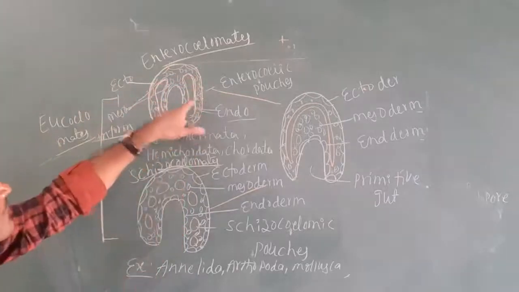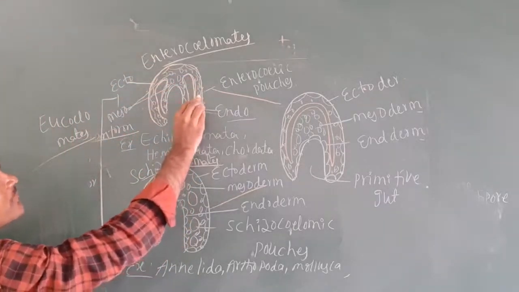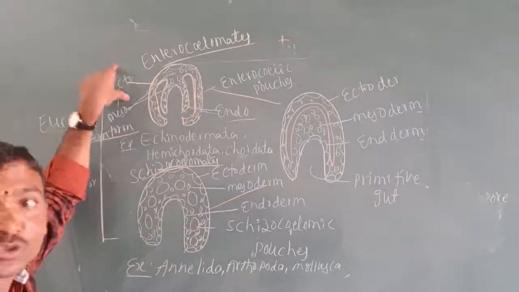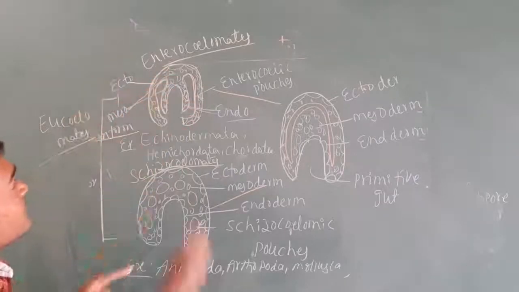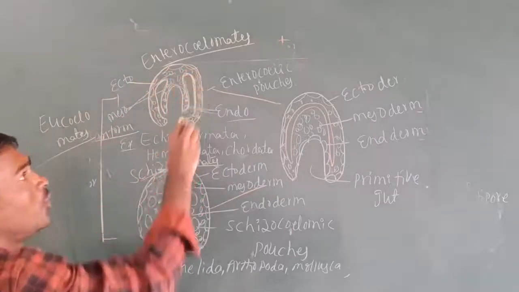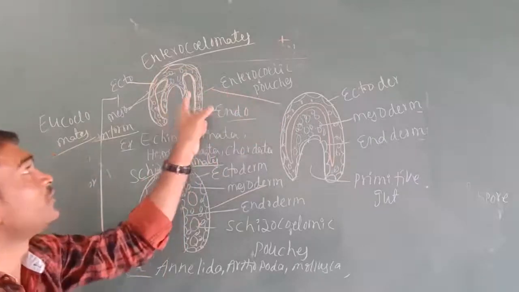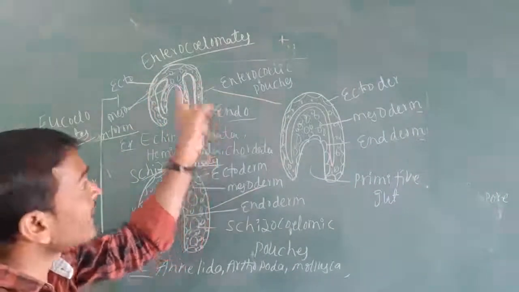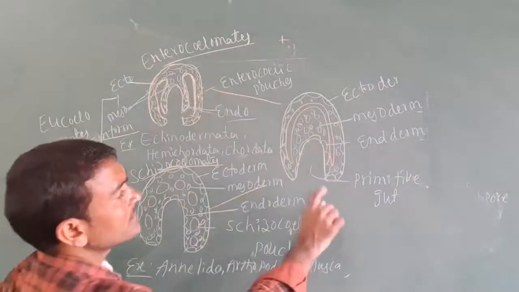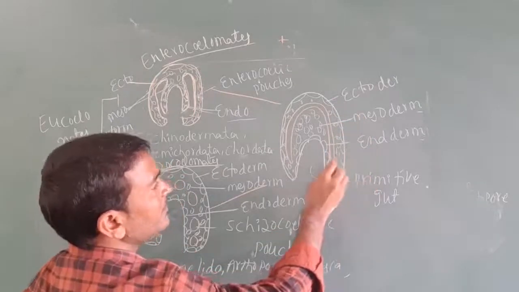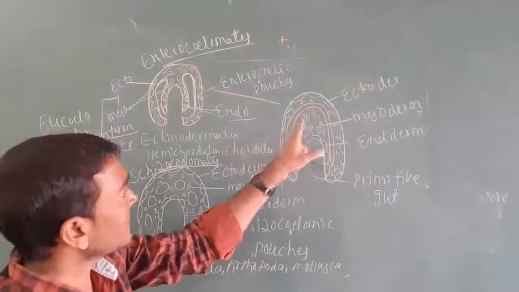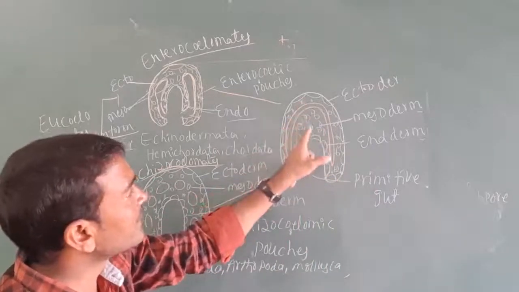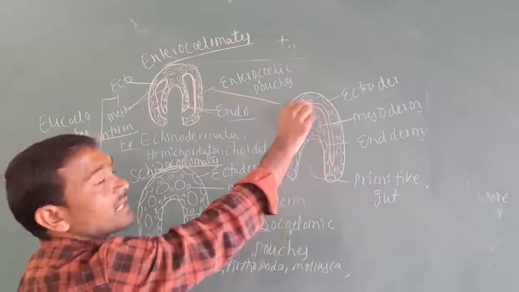But either side is lined by the mesoderm. Here also mesoderm, there also mesoderm. That's why it is called enterocoelomates. What is enterocoelomate? Enterocoelic pouches develop. That's why it's called enterocoelomates. This enterocoelomate finally develops like this: ectoderm, mesoderm, and endoderm. The space is there, and either side is lined by the mesoderm.